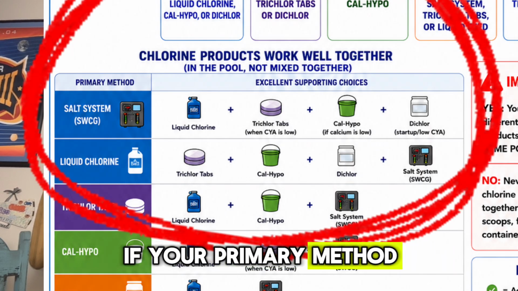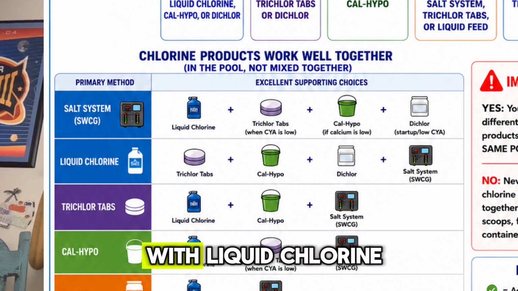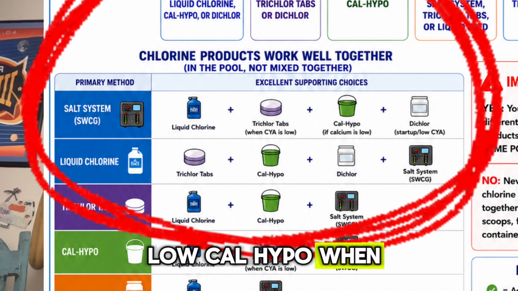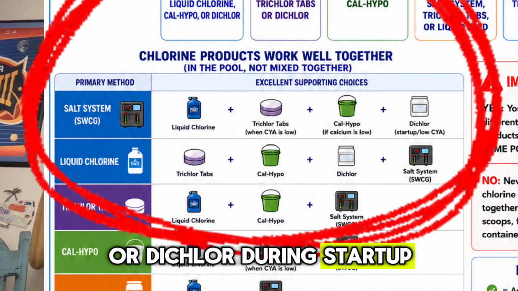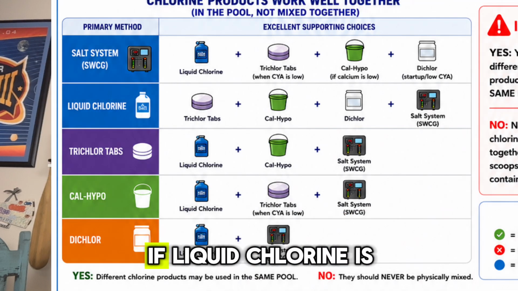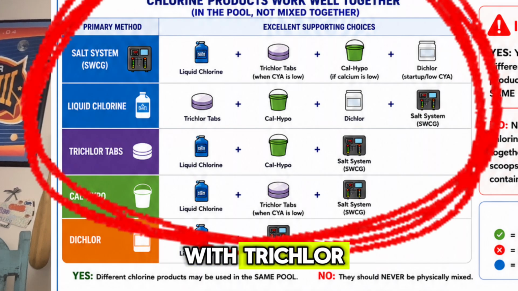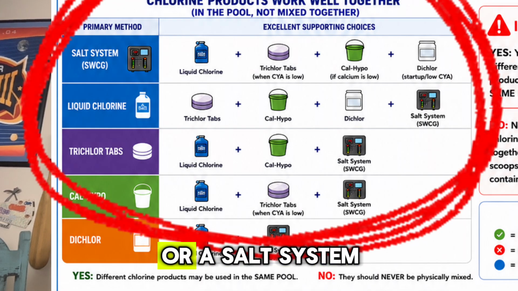If your primary method is a salt system, you can support it with liquid chlorine, Trichlor when CYA is low, Cal-Hypo when calcium is low, or Dichlor during startup or when CYA is needed. If liquid chlorine is your primary method, you can support it with Trichlor, Cal-Hypo, Dichlor, or a salt system.